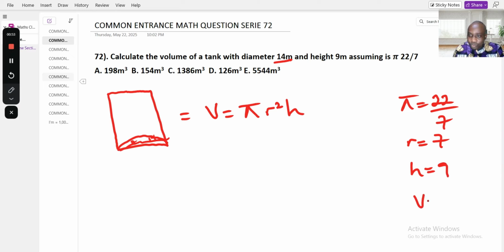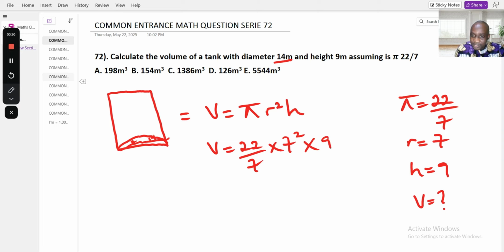What is the volume? The question did not give us volume. That's what we are going to substitute for. Now, our volume equals, what is pi? The question has given us pi already, which is 22/7 multiplied by, what is radius? 7. 7 raised to power 2 multiplied by, what is our h? Height is 9. Therefore, out of this 7, 7 here, we can cut out one 7. It will remain one 7.